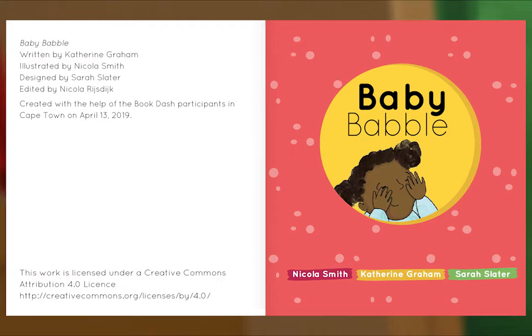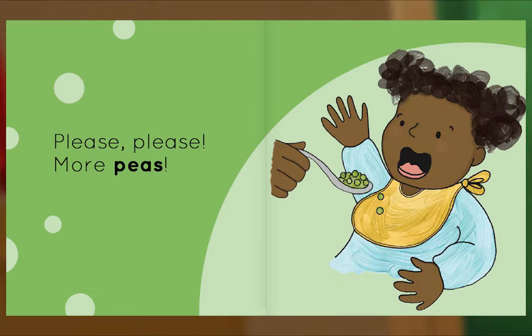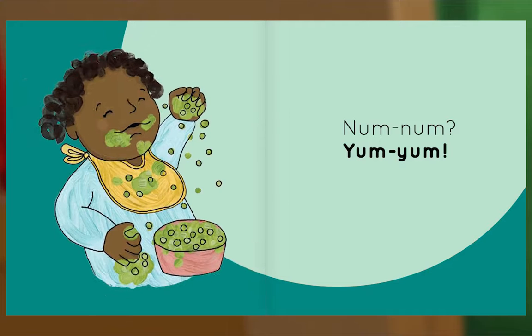Baby Babble, written by Katherine Graham, illustrated by Nicola Smith, designed by Sarah Slater. Which shoes? You choose. Please, please, more peas. Num, num, yum, yum.